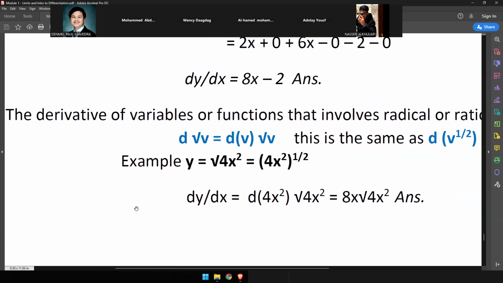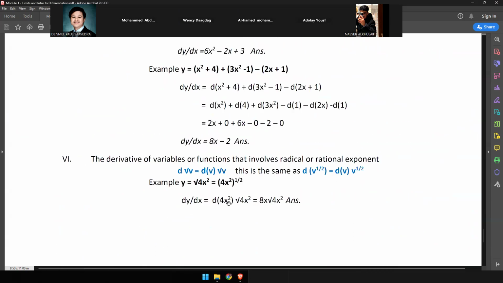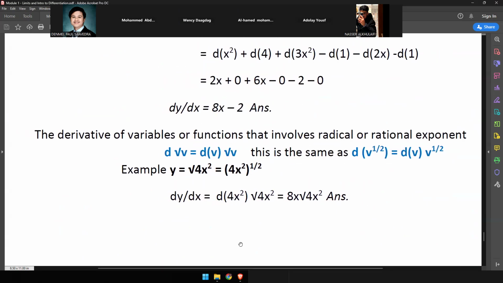Okay, so this one, the derivative of variables or functions that involves radical or rational exponent, like for example, the derivative of square root of v is equal to the derivative of v over square root of v. So just memorize this formula once you encounter this one. This is the same as derivative of v raised to 1/2, which equals the derivative of v times v raised to 1/2.